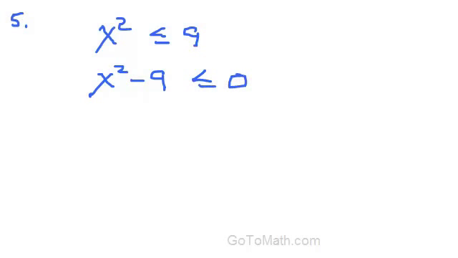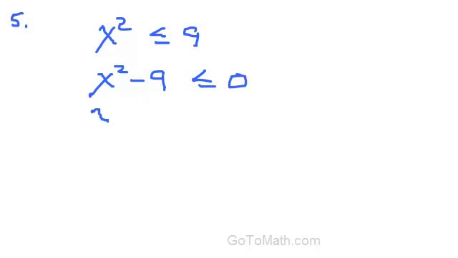Number 5. Okay, so we have x squared is less than or equal to 9. Now there's a couple ways of doing this. Remember that square root property where we could square root both sides and then just say plus or minus? Okay, we could do that, or we could do it like we've been doing it, which is the way I'm going to do it. And just get this thing in the standard form. Bring everything over here to the left.